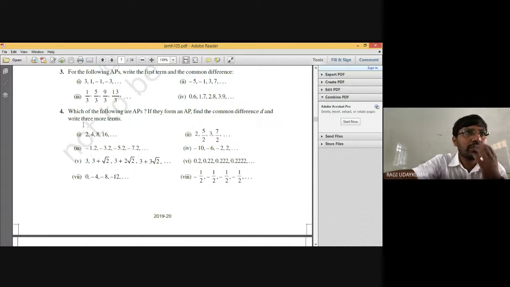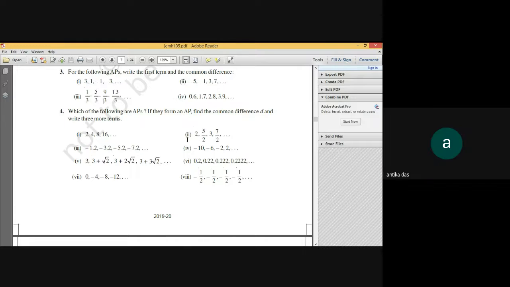A fourth question is, which of the following are AP? If they form arithmetic progression, find the common difference and write 3 more terms. Whether it is an AP or not, how do you identify? Sir, by the common difference. So by finding common difference.